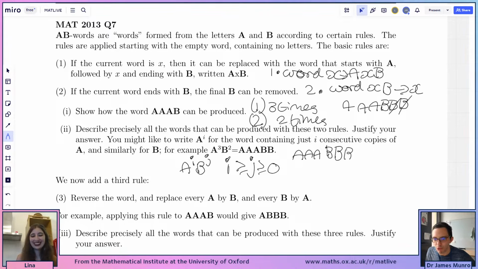So I think this is a good kind of warm-up part of the question where they give you a really helpful example. If part 1 was show how the word AABB can be produced, it would be very boring and easy, and also wouldn't set you up well for this idea that you can produce other stuff by knocking off B's from the end.